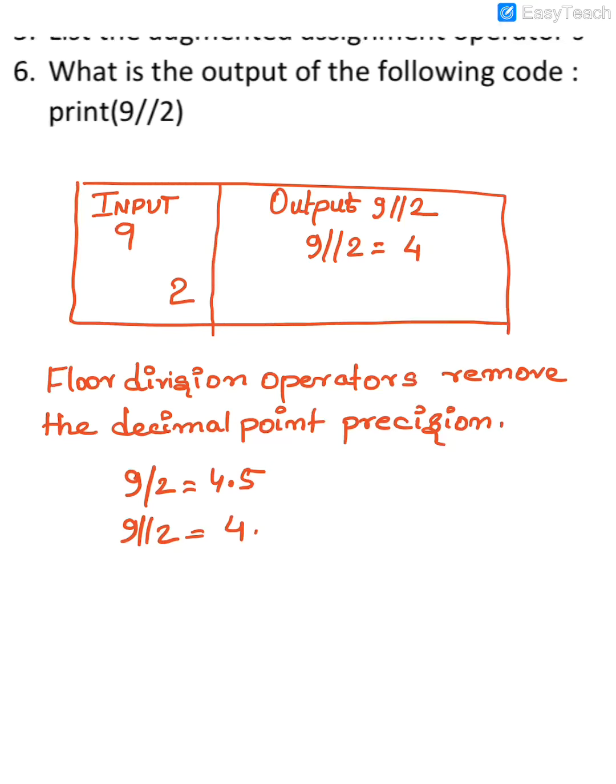Now to understand the question, we need to first know what the inputs given were. So we had two inputs, firstly 9 followed by 2. First we have to make a table and write down the inputs separately, and then which operator we have used, any guesses? As per the question given, this is the floor division operator, which removes the decimal point. So what will be the answer? The answer will be 4.